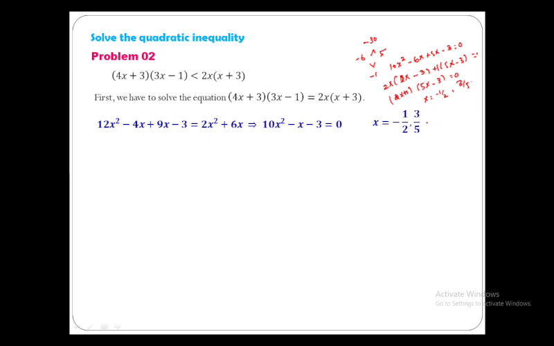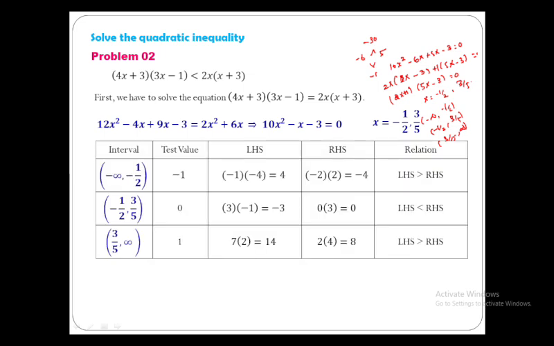Then the real line is divided into minus infinity to minus half, minus half to 3 by 5, and 3 by 5 comma infinity. Okay. Then we can take the test value on each interval. In the first interval, we can take the test value as minus 1 and we get the LHS as 4 and RHS is minus 4. So LHS is greater than RHS, so it should not be a solution.